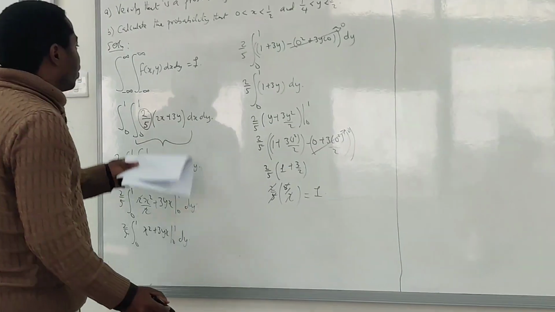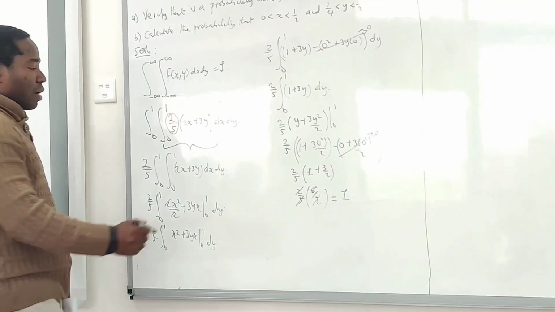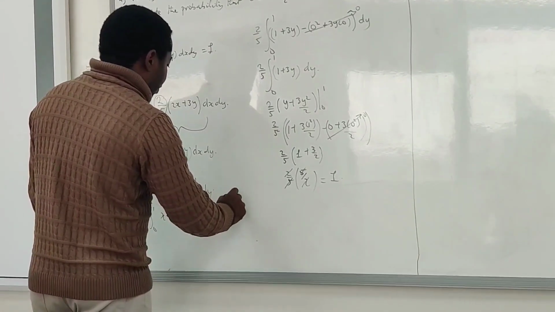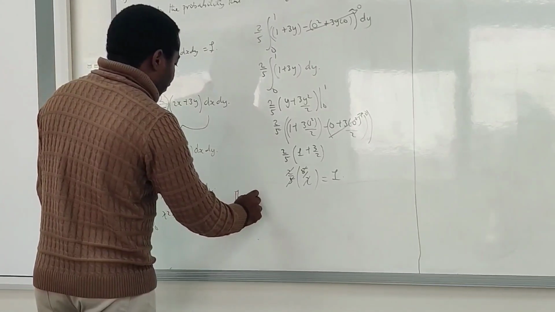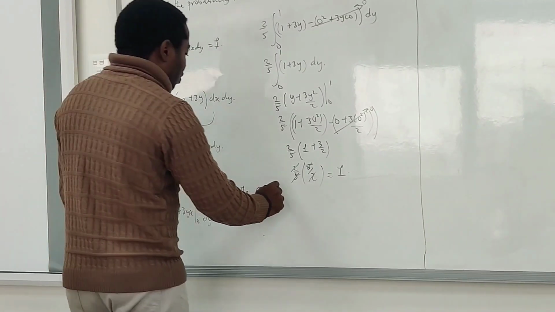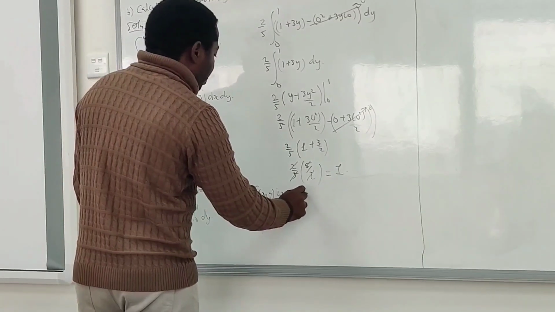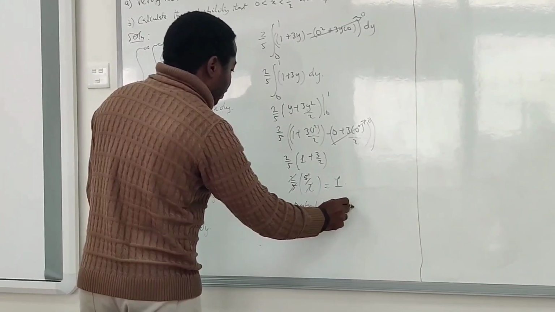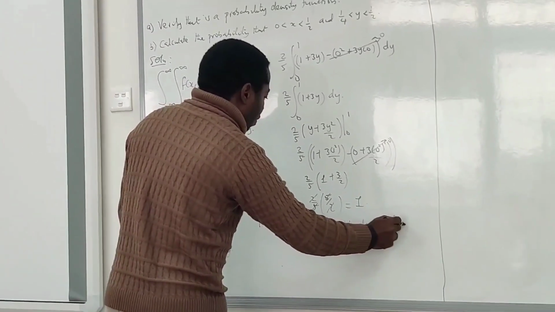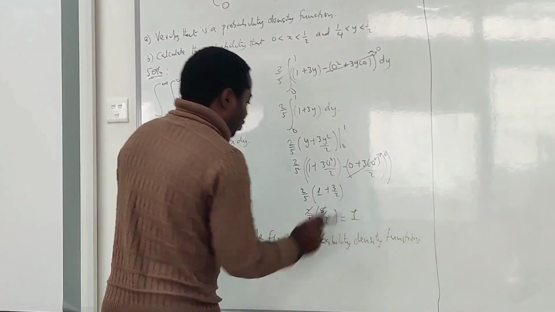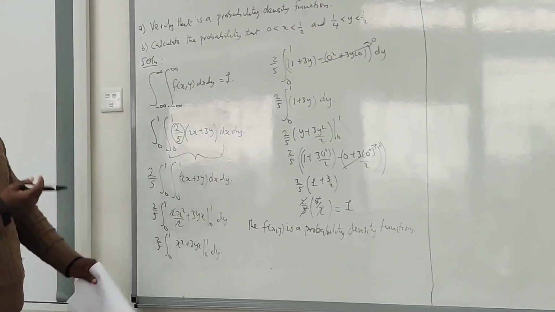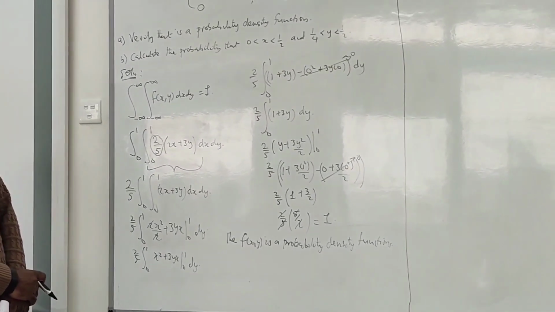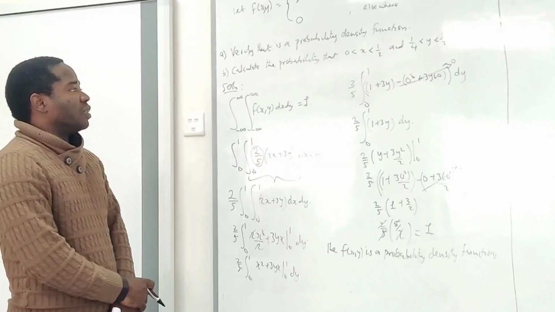So since the condition is satisfied to be 1, we can then conclude that the function f of x and y is a probability density function.